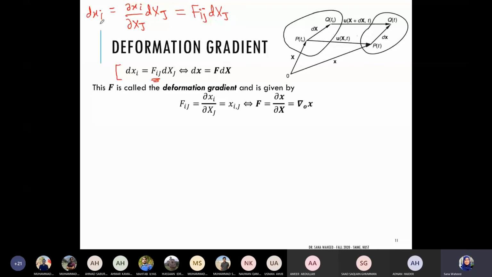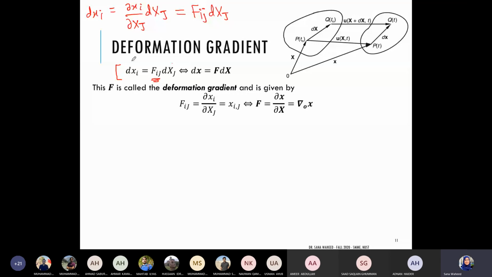Now notice this dxi is a vector. This d capital Xj is also a vector. And then this Fij right here, which is relating the two, we can see has two subscripts, two indices. This is a second order tensor.